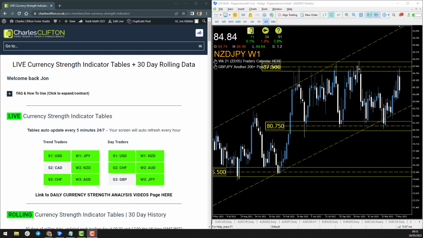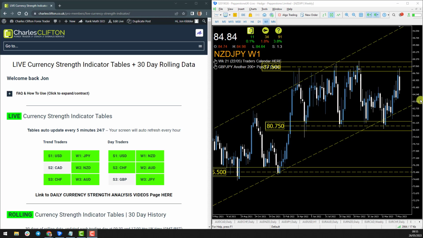On Fridays we like to do a little bit of a roundup to see how our tables have shaped up and how we've managed our positions. Now, we've talked a lot about the Aussie US dollar this week. We've talked a lot about the dollar yen, pound Aussie, Kiwi yen. So those are the markets that we're going to be going through in today's video.